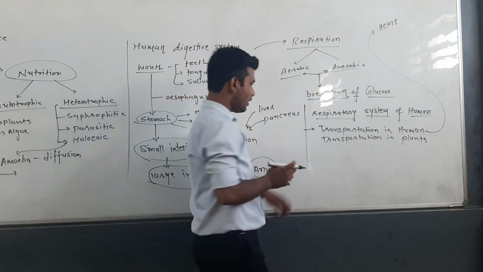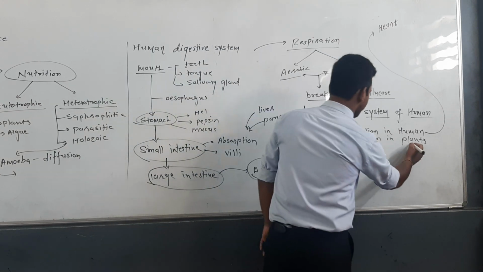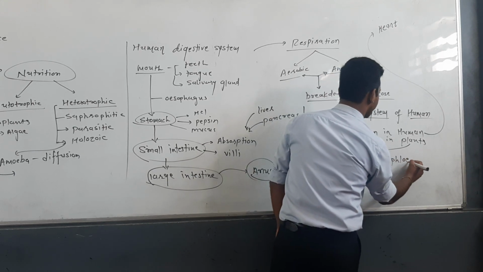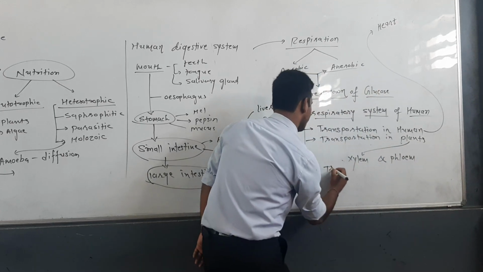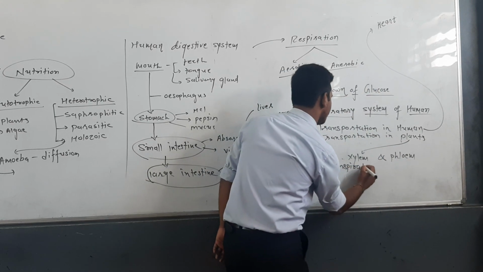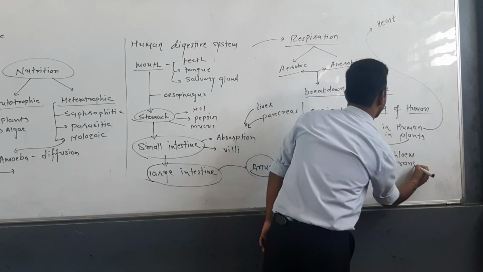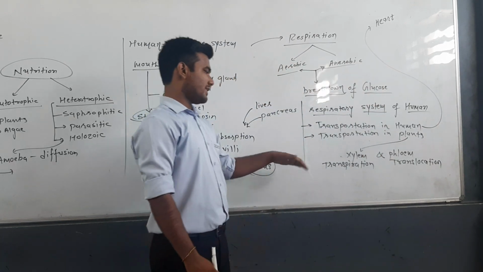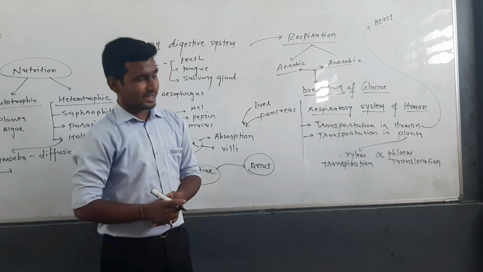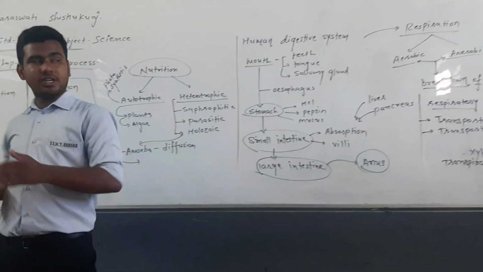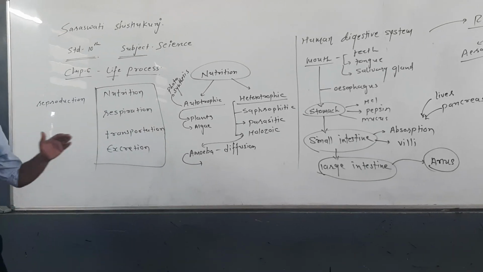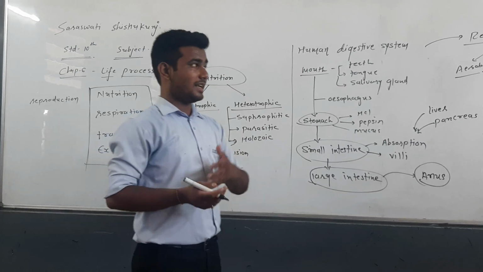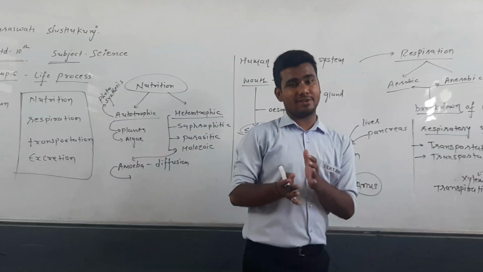In transportation in plants we have understood about xylem and phloem, and in that we understood about transpiration and translocation. Okay, so this way the process of transpiration and translocation is also understood by us. And as we see, nutrition, then respiration, then transportation, and at last we understood about excretion. So how is excretion done? In that we understood about excretion in humans and excretion in plants.